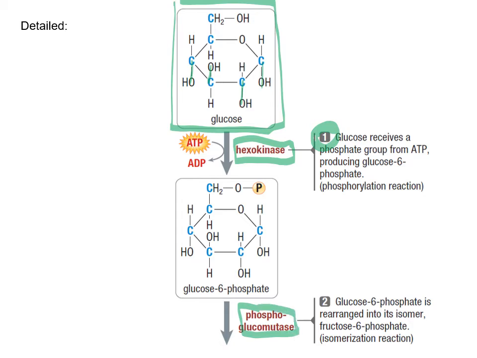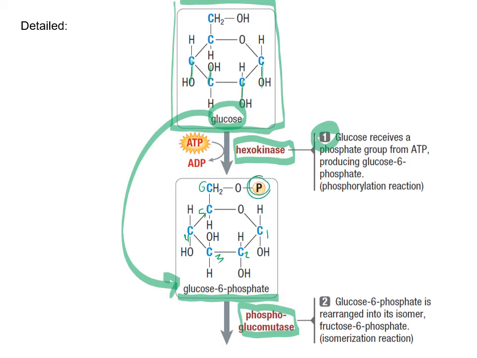So hexokinase will take glucose and ATP and turn it into glucose 6-phosphate, which isn't such a bad name to remember, because glucose gets a phosphate on the, remember, this is carbon 1, carbon 2, carbon 3, carbon 4, carbon 5, and carbon 6. Since we are putting a phosphate from the ATP onto glucose's carbon 6, this would now be called glucose 6-phosphate.